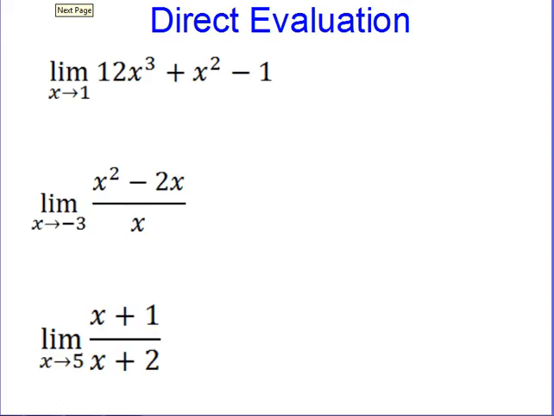Because if, say I had this. Say I had the limit as x approaches 1 of 12x cubed plus x squared minus 1. Okay? The limit as x approaches 1 of 12x cubed plus x squared minus 1. So your first step should always, and I was doing it when we were finding it numerically, what do I always want to try and do first? Plug in. Plug in.